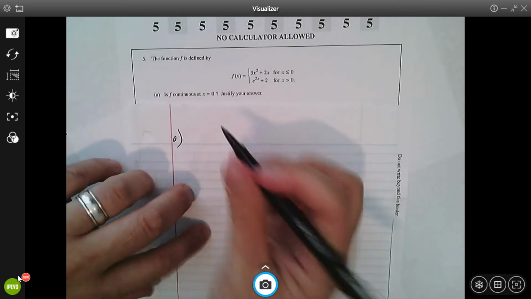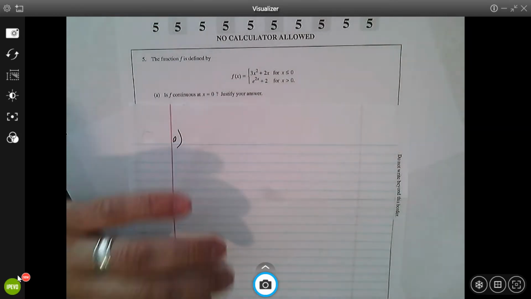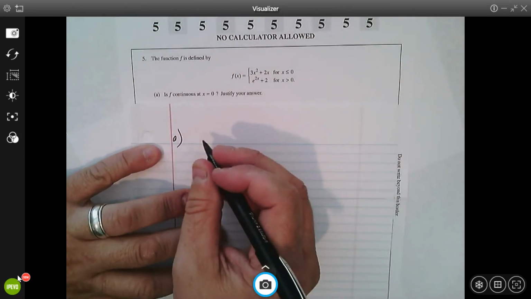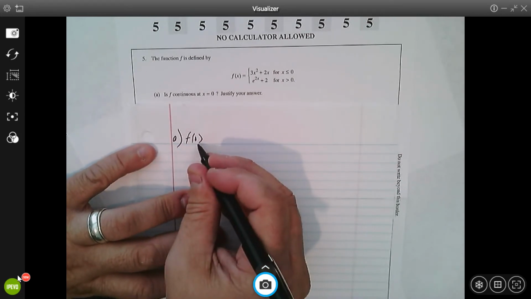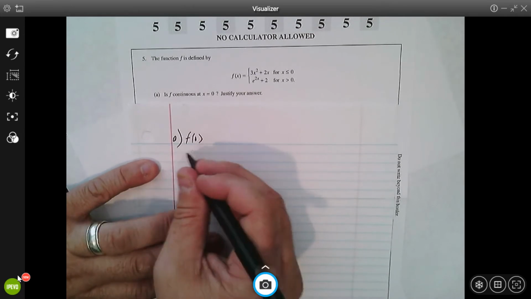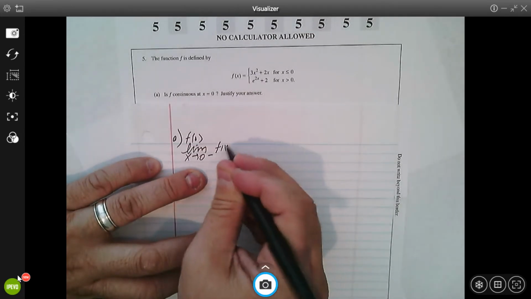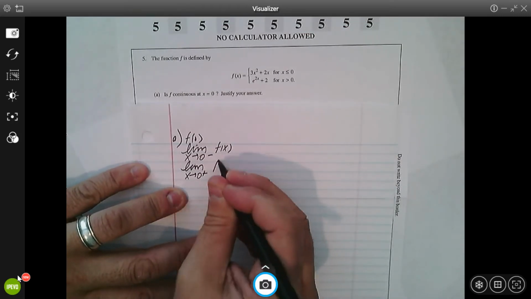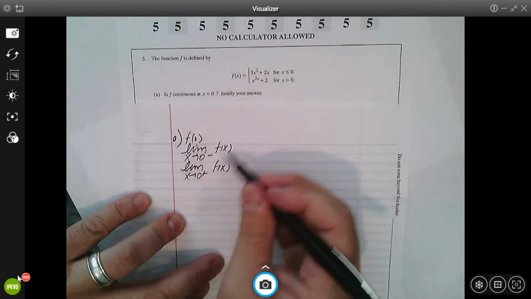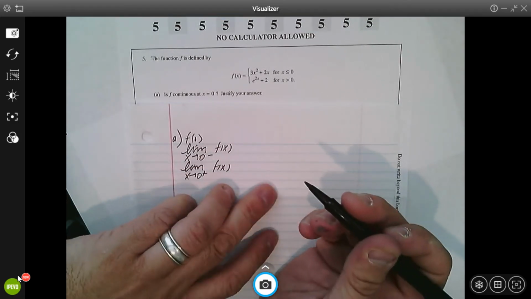Well, it's been a while since we studied continuity, but in order for a function to be continuous at a point, 3 things have to be looked at. We need to see, is the function defined at that point? We have to see what's the limit as x approaches 0 from the left. We need to find the limit as x approaches 0 from the right. And all 3 of these need to have the exact same value. Well, let's take a look at this.